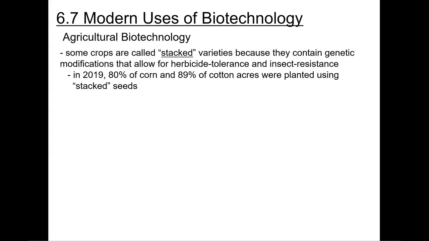Some crops that we have that are genetically modified are going to be called stacked varieties because they contain genetic modifications that allow for herbicide tolerance and insect resistance. So in 2019, about 80% of corn and 89% of cotton acres planted used these stacked seeds that contained both of these genes.